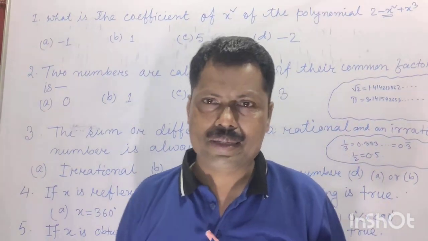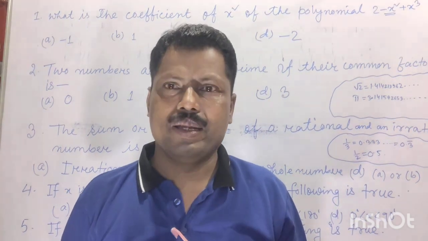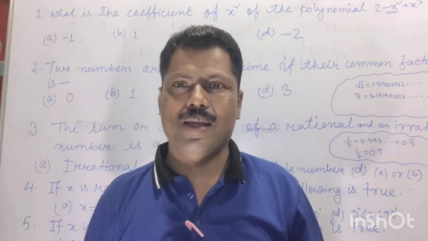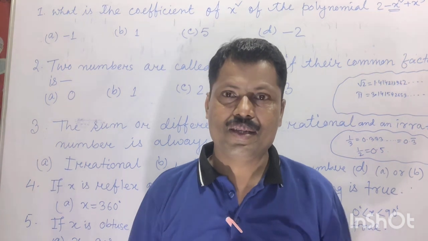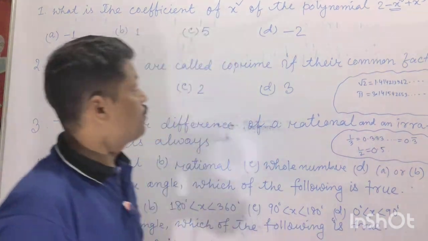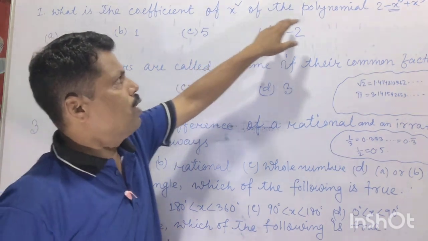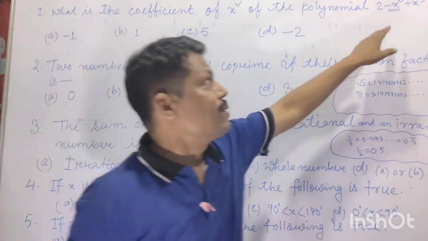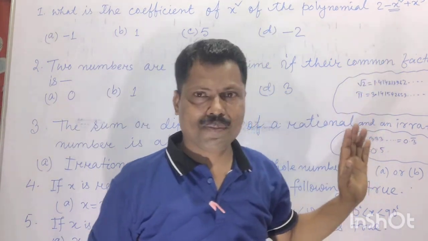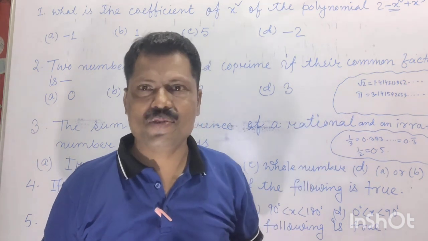Today we are going to start some important maths MCQs of class 9. Let's start now. Question number 1: what is the coefficient of x square of the polynomial 2 minus x square plus x cube? So we have to find out the coefficient.